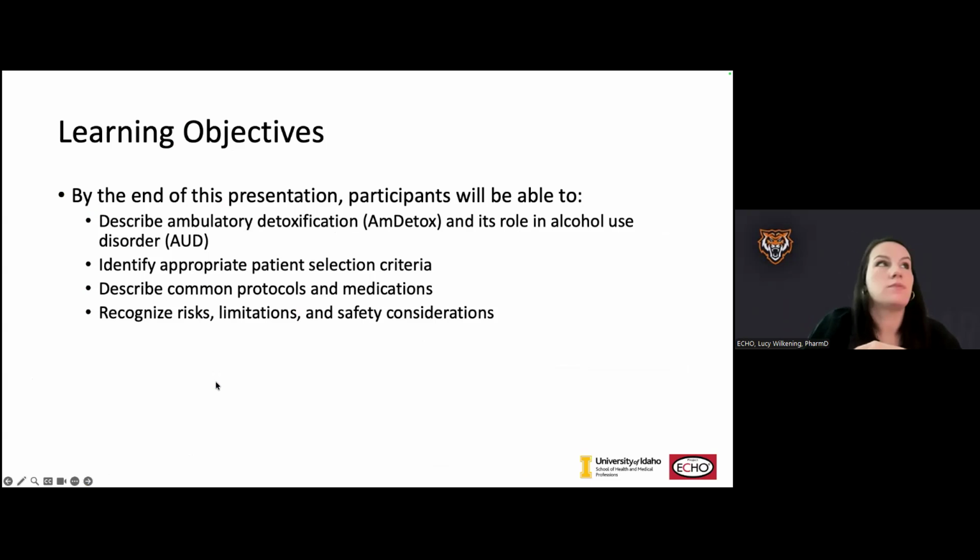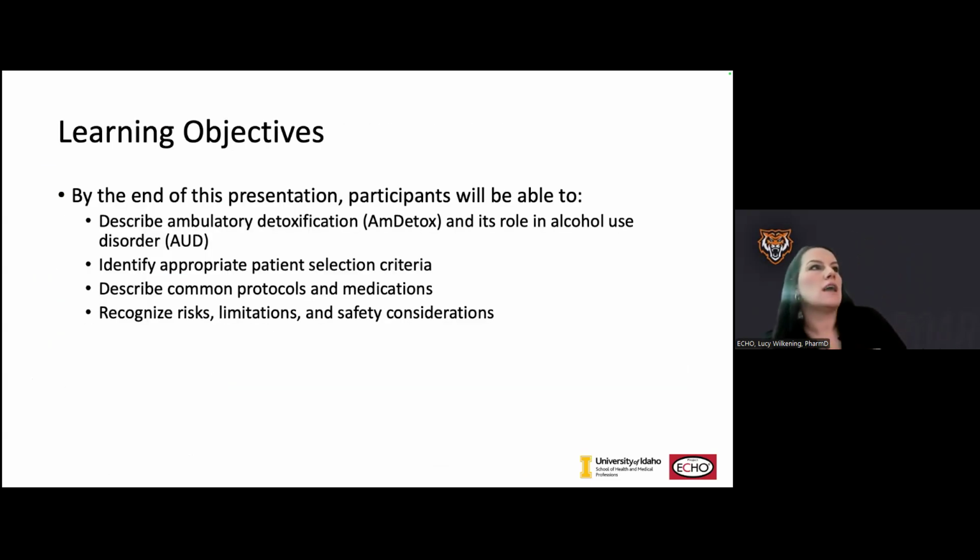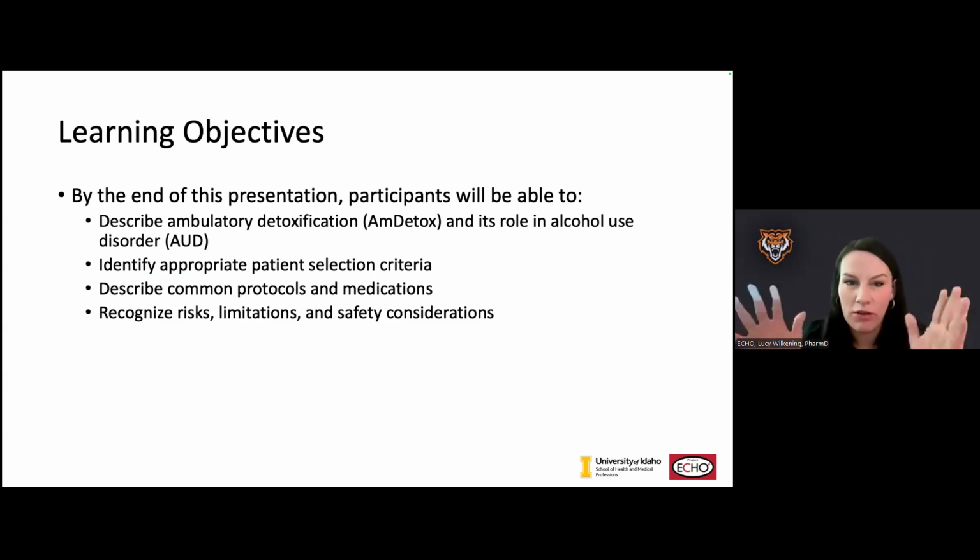So, our goals for today, we want to describe, I'm going to call it AM detox, ambulatory detox, and its role in managing alcohol use disorder. We're going to talk about identifying appropriate patients for ambulatory detox. We're going to talk about some common protocols and medications. And again, this is where there's a little bit of nuance and variability from clinic to clinic and provider to provider. But I'm going to again talk about some of the fundamentals here. And then we're also going to talk about some of the risks, limitations, and safety considerations when we are specifically managing somebody on an outpatient basis for alcohol withdrawal.